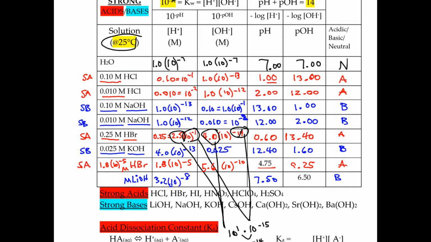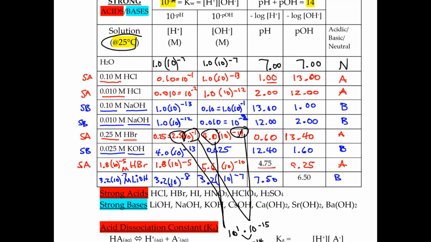And then we take 10 to the minus 14th over that, and we're going to get 3.2 times 10 to the minus 7th. And we copy down the molarity of the OH minus. So again, this is 3.2 times 10 to the negative 7th. And this is how we fill in the whole chart.